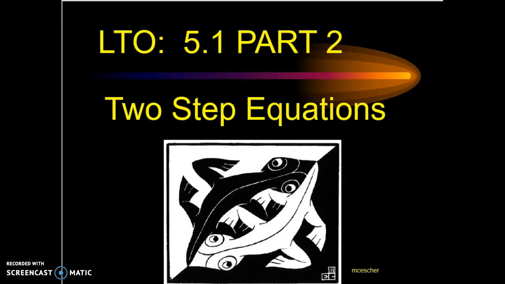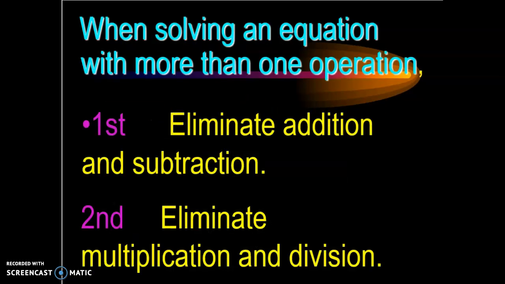Merrill. Today we're going to be doing part 2 of our Learning Target Objective 5.1, which is solving two-step equations. To begin, remember that when we are solving an equation, we undo or we do the opposite of the operation that we see. So when you're solving an equation with more than one operation, we do the same thing. We simply do the opposite of the operation, but we have a specific order that we do this in.